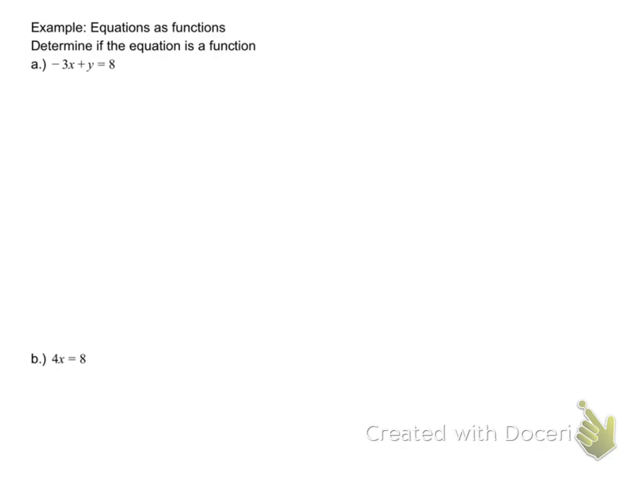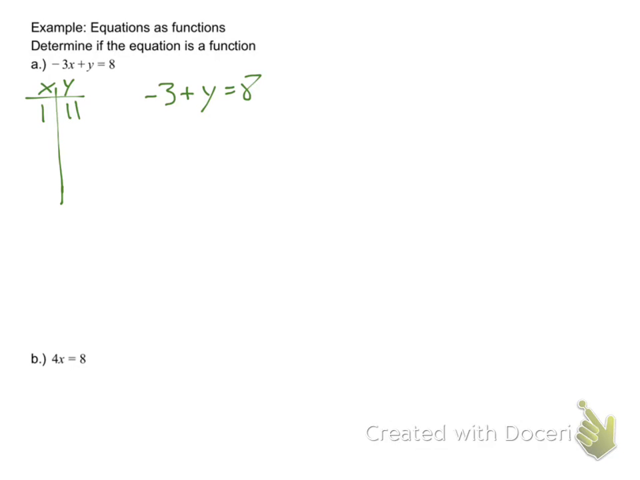So now, in the last part, we're just going to give you equations. You have to determine function, yes or no. The whole idea here is make a t-chart. Find values that make it true. Okay, so what if I put in 1? If I put in 1, what's y have to be to make it true? Well, that'd be negative 3 times 1, which is negative 3, plus what equals 8? 11. Is everybody okay with that?